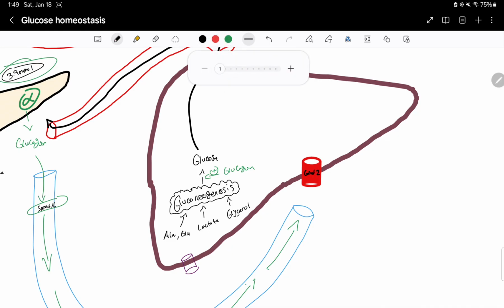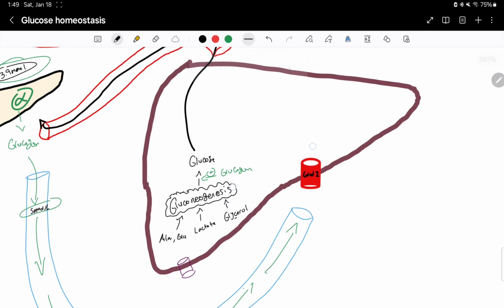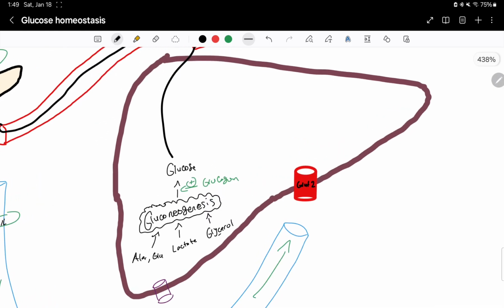So if you remember from the digestion and absorption of carbohydrates video, which I'll link here for you guys to watch, we said that the liver takes the glucose that it absorbed and turns it into something called glycogen. Okay? Glycogen is a storage form of glucose. Now, let's move this here. This glycogen can actually be broken down into glucose in the liver.